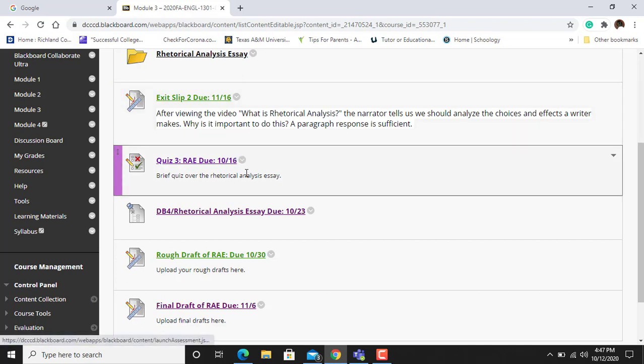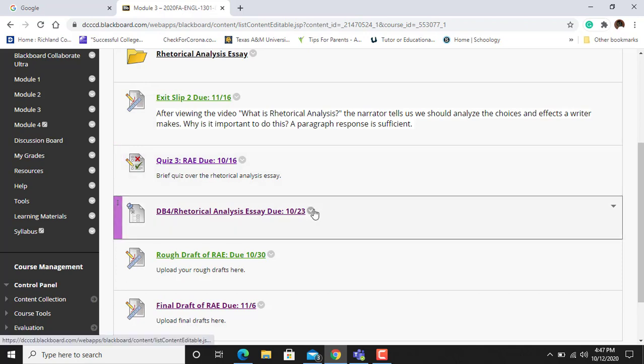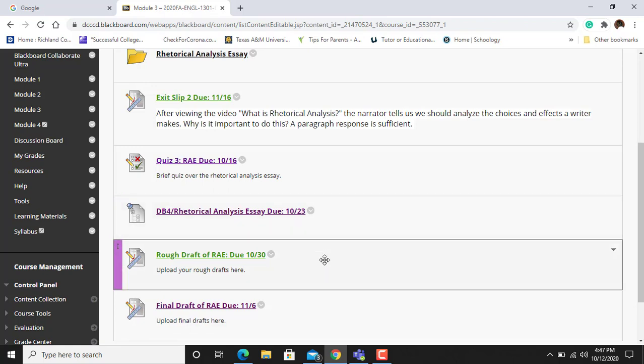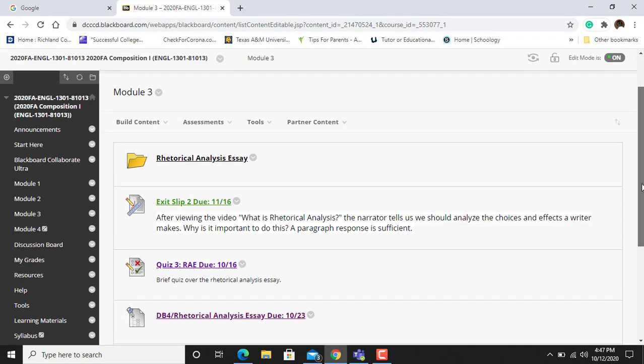And then you have due Friday as well, quiz 3 on the rhetorical analysis. And so true and false, 10 questions, you know how we do. We also have next week the discussion board 4, and then we'll have a rough draft of the rhetorical analysis essay due on the 30th, and then the following week the final draft of the RAE. All right, so let's go on and get into it.